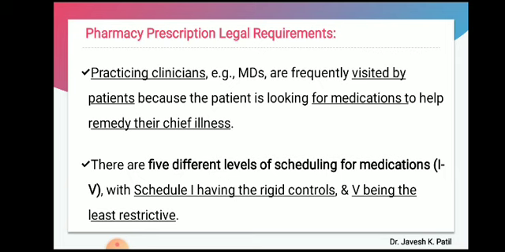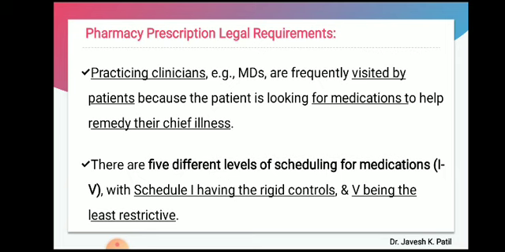Practicing clinician means again the doctors or the specialists, we can say, of the medicine, MDs, which are called doctor of medicines. They are frequently visited by patients, we know, which are generally going to such clinicians to get medicines for their diseases, chief illness which are there. So whatever legal requirements are there, those are depending upon the classification of the medicines according to the schedule.